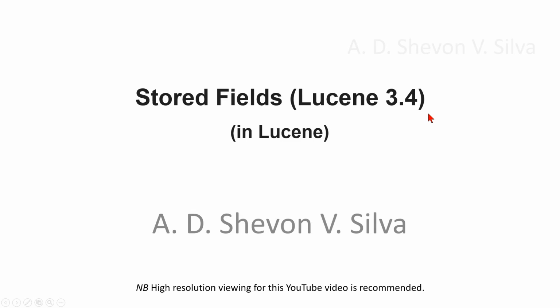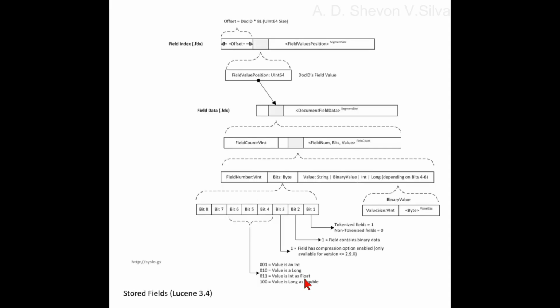Stored fields, Lucene 3.4. Here you can see stored fields. Stored fields are the original raw text values that were given in Lucene. This is not really a part of the inverted index structure. It's simply a mapping from document ID to stored field data.